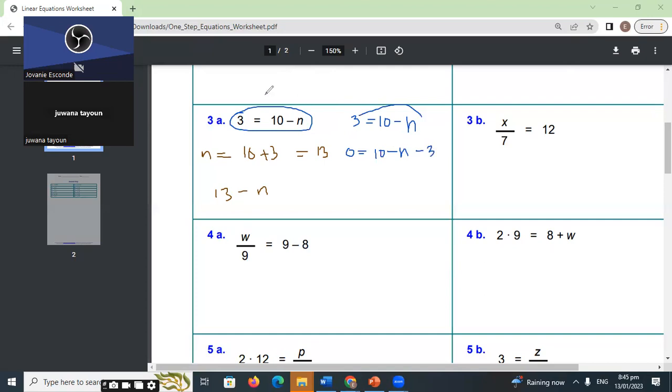Okay? So this is not the right way. I want you to look here. The number 10 should be transferred so that n, or negative n, will be isolated on the other side. So we have to transfer 10, not 3. Okay? So we have to transfer that.